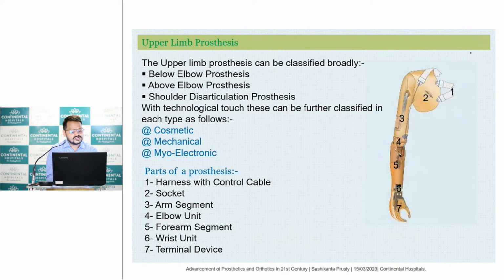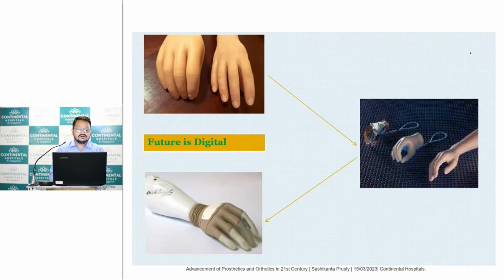Then if we go into the parts: harness with control cable, socket system, arm segment, elbow unit, forearm segment, wrist unit and terminal device. If we see here, this is a cosmetic hand, this is a mechanical hand, this is an electronic hand.